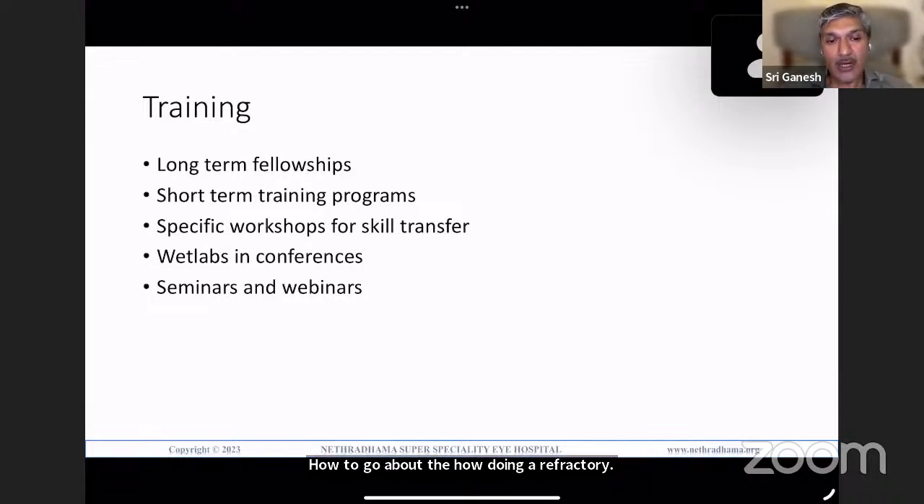You can also do wet labs and conferences. Many of the companies in their stalls offer wet labs, so you can try your hands at the wet lab, see if it is something that you like, whether you want to take up refractive surgery. Of course, attending seminars and webinars like these will give you an introduction to refractive surgery and some amount of exposure, because refractive surgery is not taught in most residency programs.